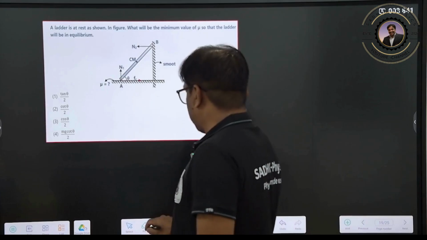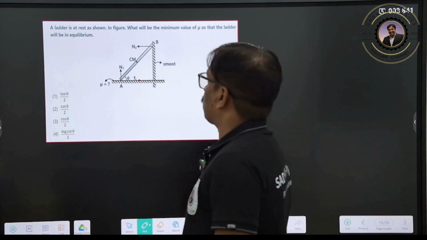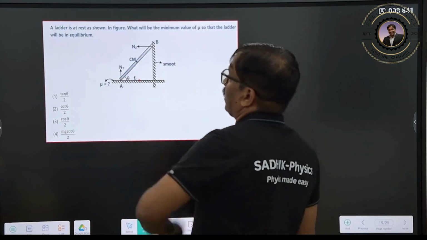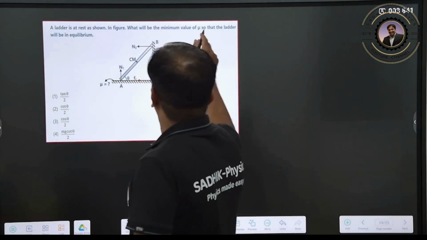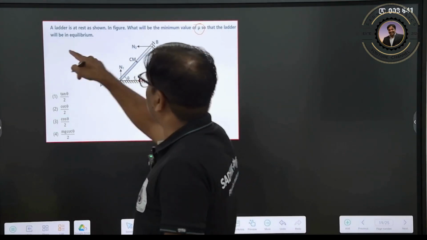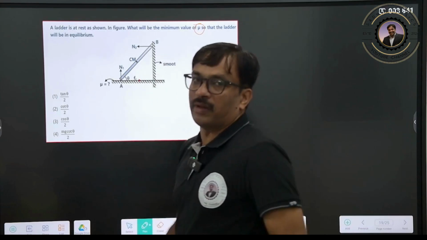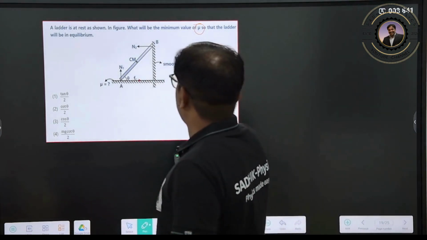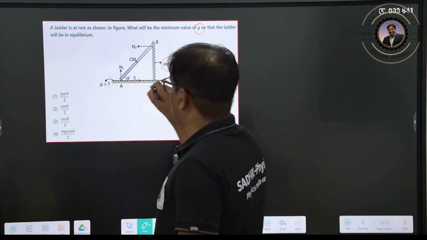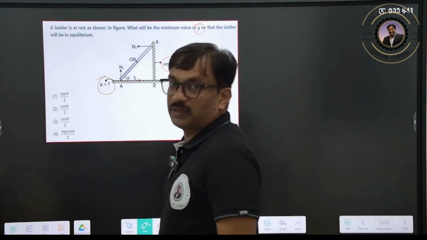Right? So we'll see one very important question now. This ladder is at rest. So what should be the minimum value of mu so that the ladder will be under equilibrium? Equilibrium means it's not falling down and not rotating. Here this side is a smooth surface, and this side is a rough surface. We want to calculate this mu value.